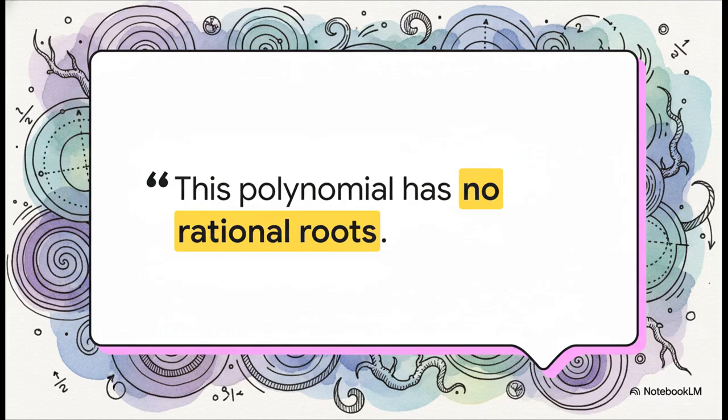It doesn't mean the theorem failed us. Actually, it did its job perfectly. It told us that if there were any rational roots, they had to be 1 or -1. Since neither one worked, we can now say with 100% certainty that this polynomial has no rational roots. The roots might be irrational, or maybe even imaginary, but they are definitely not simple fractions. The theorem's job is done.